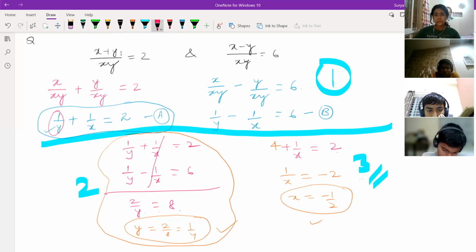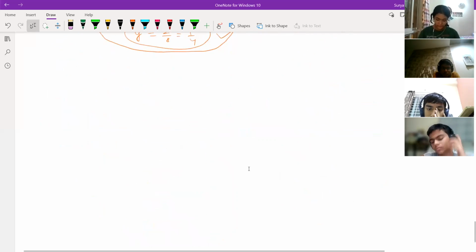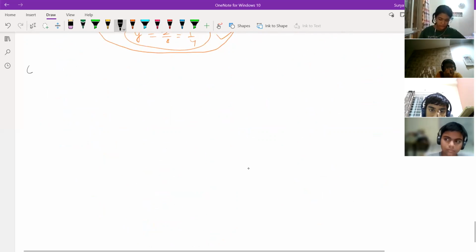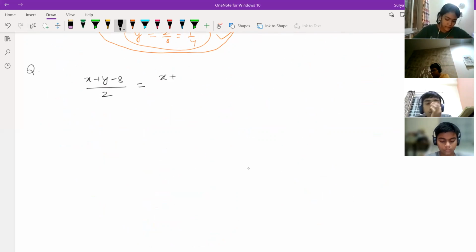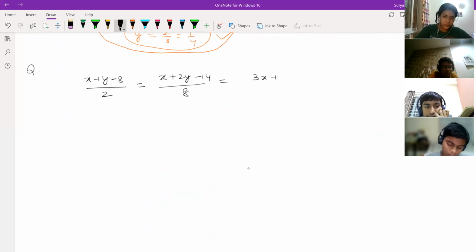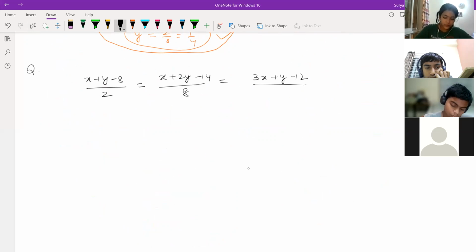Next question is, again, a different kind of question I'll ask you. Question is, x plus y minus 8 divided by 2 is equal to x plus 2y minus 14 divided by 8 is equal to 3x plus y minus 12 divided by 11. You have to find the value of x and y. How to find the value of x and y here?